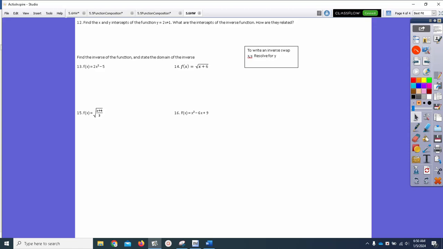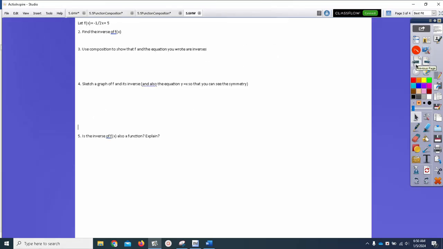Alright, the actual homework for 5-6 and not the ACT stuff. So it should start right here. I'm doing these so that you can actually see how to do the ones underneath them, because they're very similar. So find the inverse of f of x, and writing an inverse is actually really easy.